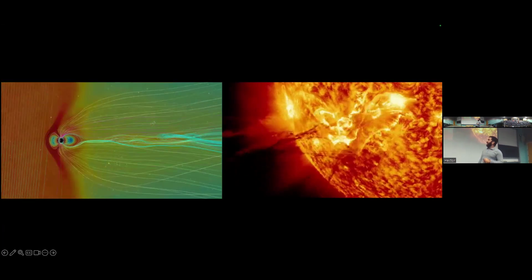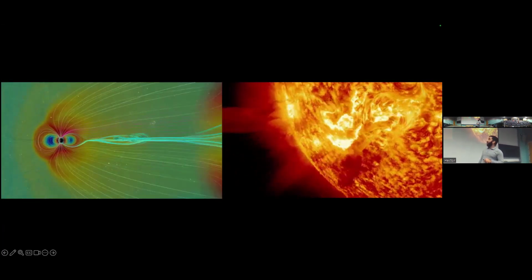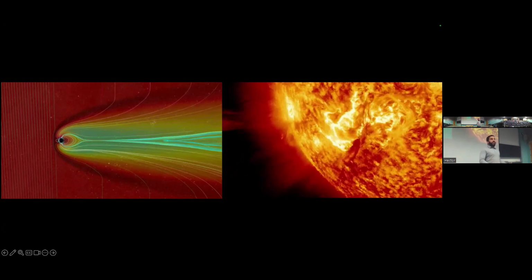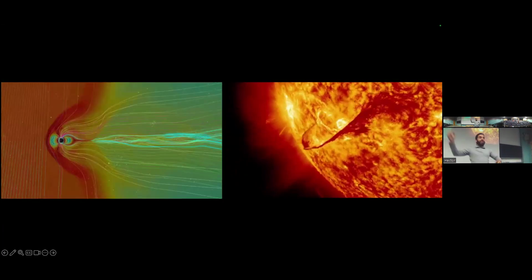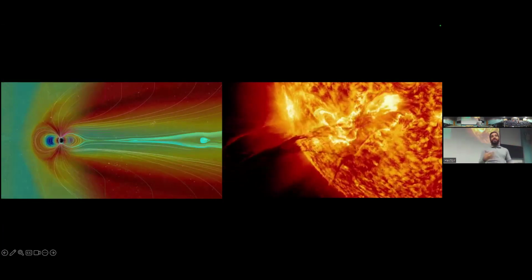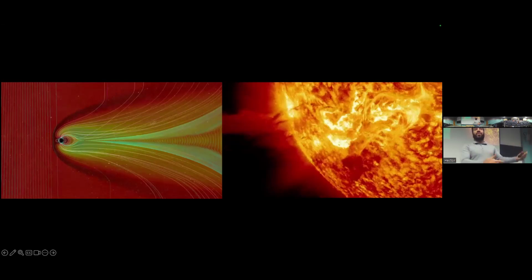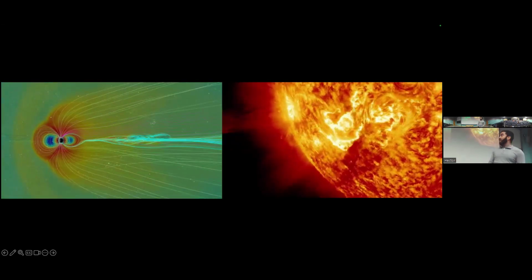You can see how those lines can disrupt the magnetic field and potentially reach the atmosphere and strip away molecules from the atmosphere. Thus, it could be affecting the potential for life, or life if it already existed.